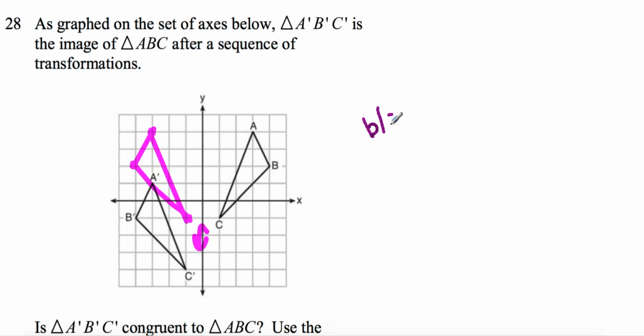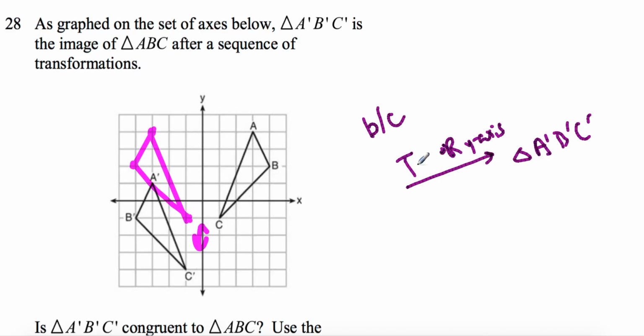Because triangle A prime, B prime, C prime is the result of a reflection about the y-axis, and then followed by a translation of 0. We're not changing the x values, but the y value is equal to negative 4. Then that's how we can say ABC. All right, let's continue.